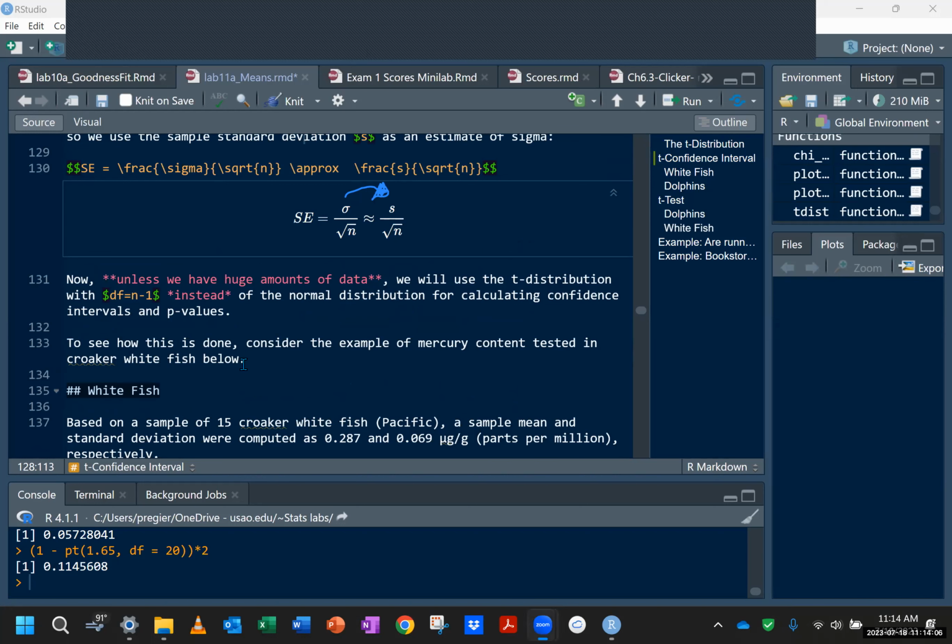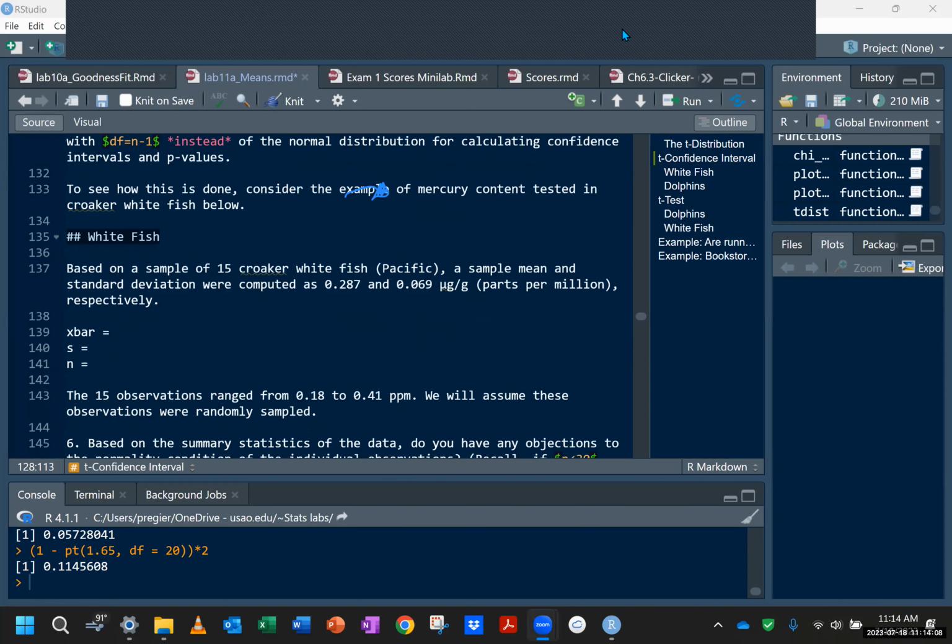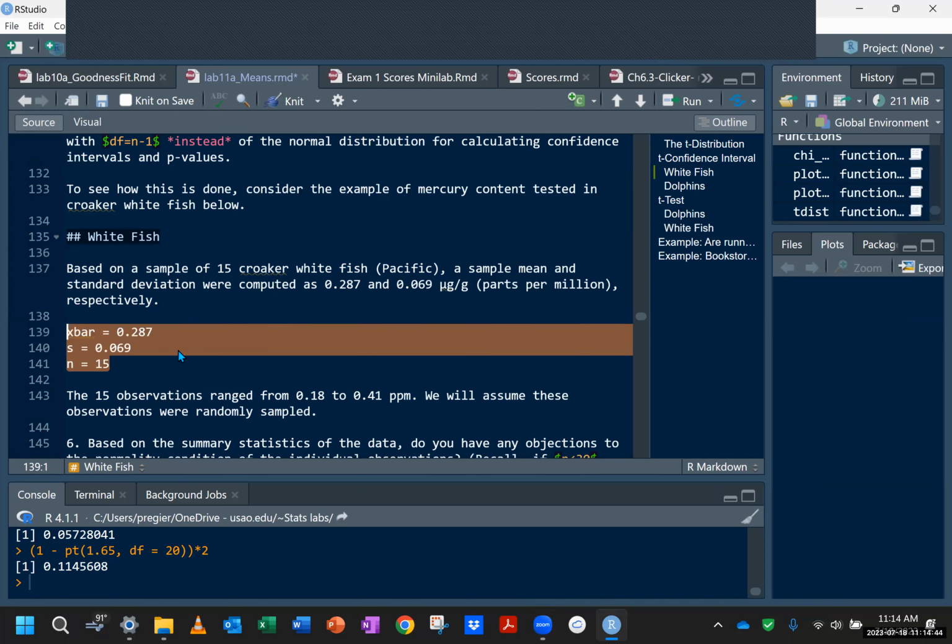So let's look at a small example. Whitefish. We're looking at fish in the ocean, and we only have 15 samples. We're measuring mercury content. We want to know what's the mercury content of my fish? How safe is it? So if we computed the mean and standard deviation were 2.78 parts per million mercury, that was my mean. Or we say X bar, the X with the line on top. Standard deviation was 0.069, and we had only 15 fish. Okay, that's our data.